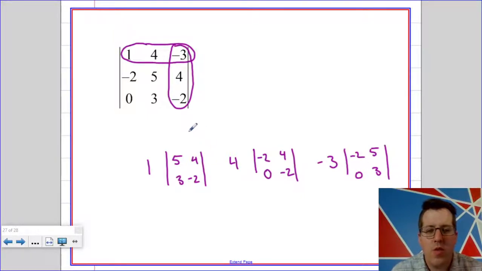So the way that we're going to find the determinant is we're going to take these smaller determinants, some people call them subdeterminants, and we are going to multiply by the entry that we used to find them, the entry that we kind of excluded its friends to find them. So 1 times the determinant of 5, 4, 3, -2, 4 times the determinant of -2, 4, 0, -2, and -3 times the determinant of -2, 5, 0, and 3.